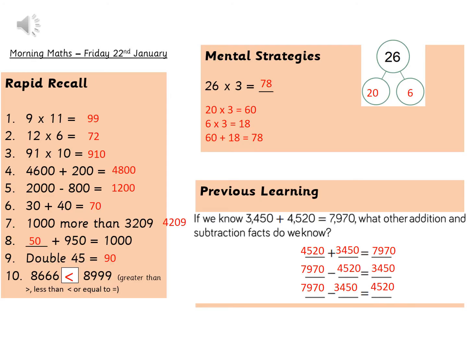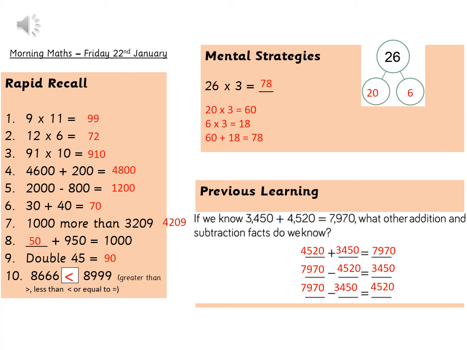Here are the answers to today's mental maths questions. 9 times 11 is 99. 12 times 6 is 72. 91 times 10 is 910. 4,600 add 200 is 4,800. 2,000 subtract 800 is 1,200. 30 add 40 is 70. 1,000 more than 3,209 is 4,209. 50 add 950 equals 1,000.